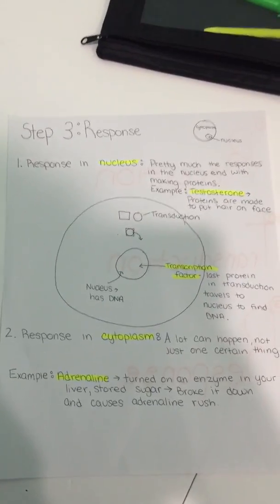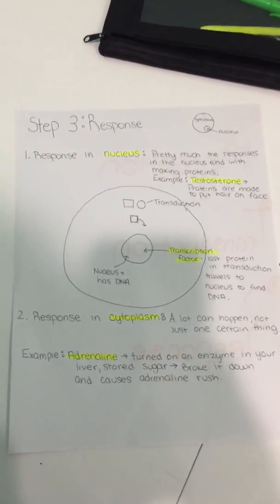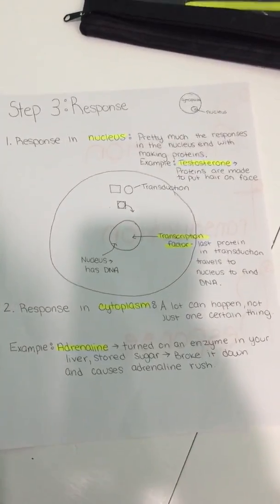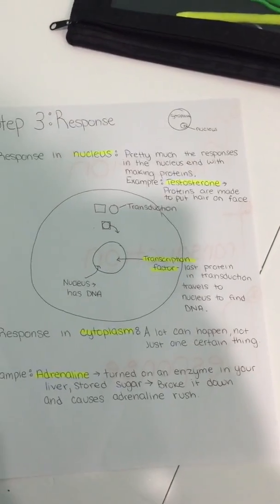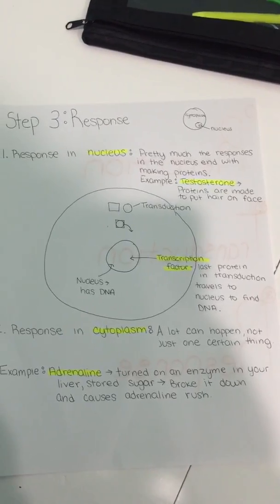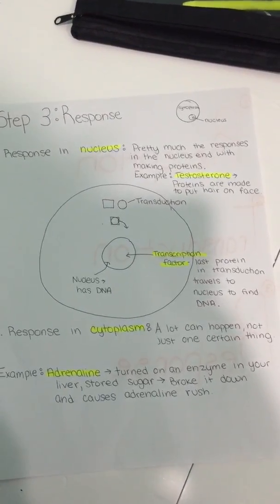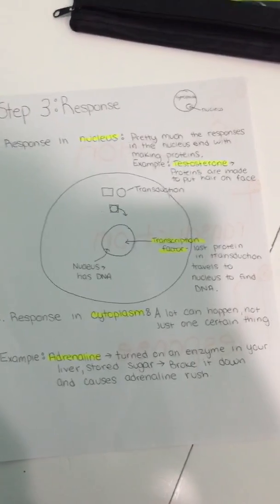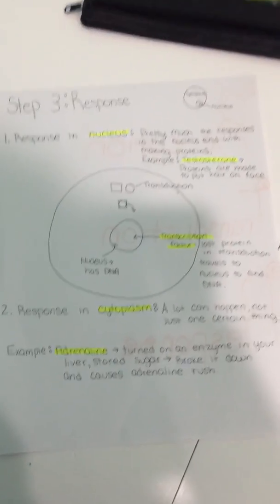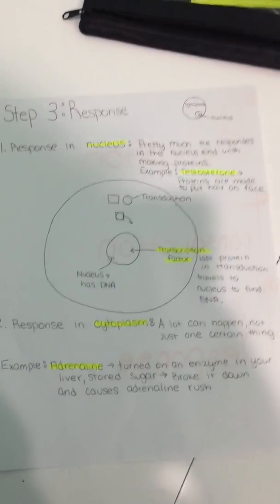This turns on genes or has proteins that are made to put hair on your face. Also involved is the last protein from transduction, and this is called the transcription factor. This is where the last protein in transduction traveled to the nucleus.